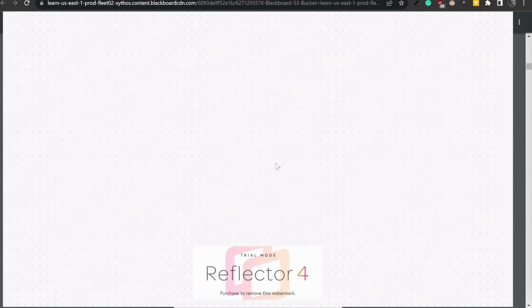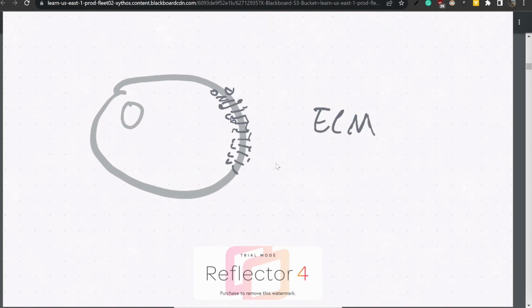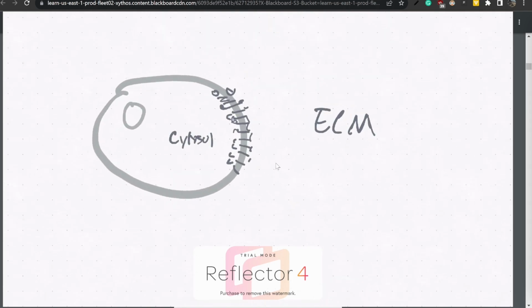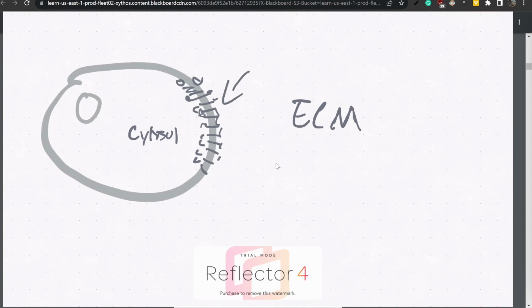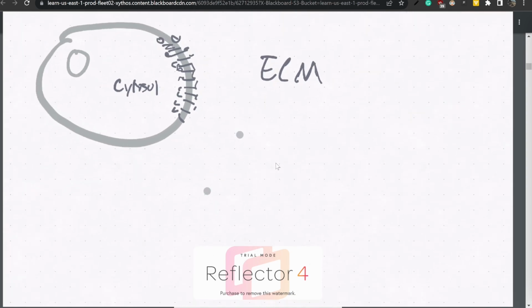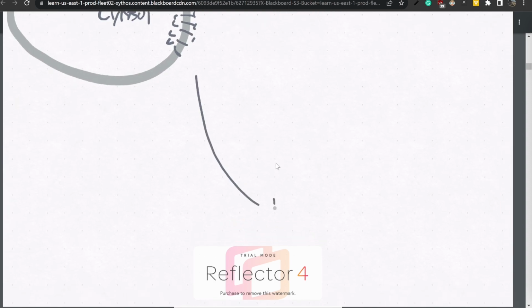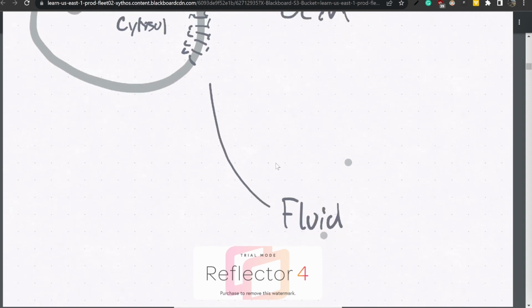divide cells. So I'm going to draw a cell, and I'm going to draw a plasma membrane like this. And I know that outside of the cell we have the extracellular matrix, which is a different topic entirely in biology. And on the inside, we have the cytosol. So in the fluid membrane, I'm going to write fluid right here so I can get back to it, because it has some importance to it.